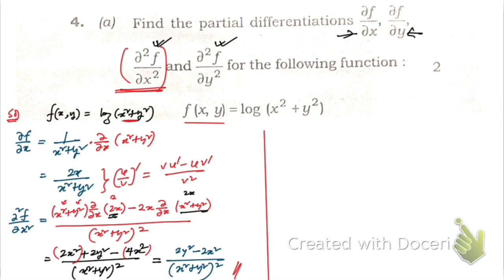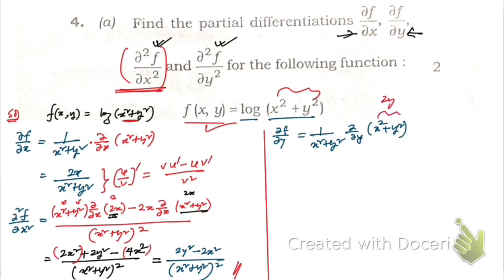So now let us differentiate this function f with respect to y partially. We're going to apply the same rule. So 1 by x square plus y square. Again, if you differentiate the part which is within the bracket with respect to y, you will get twice y. You have to consider x as constant here because we are differentiating partially with respect to y, right? So then you will get twice y by x square plus y square.